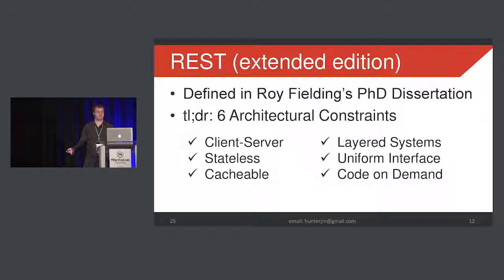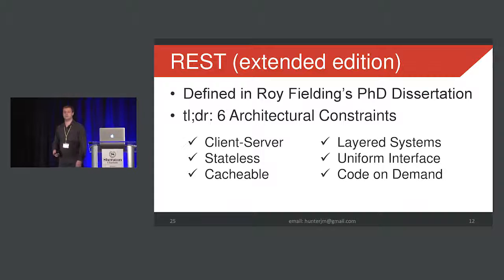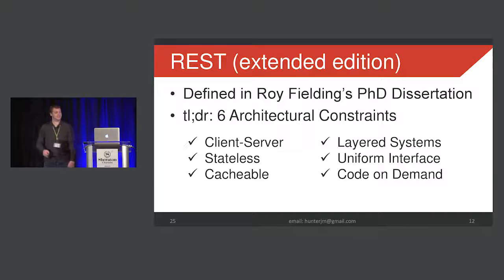The extended version is, it was actually defined in Roy Fielding's PhD dissertation. Just by show of hands, how many people have actually read any PhD dissertation before? Not very many. So the way that it's defined in this dissertation, too long, didn't read, there are 6 architectural constraints to REST. The first being client-server. What that basically means is the client doesn't care about how the data is stored, and the server doesn't care about the client's user interface.